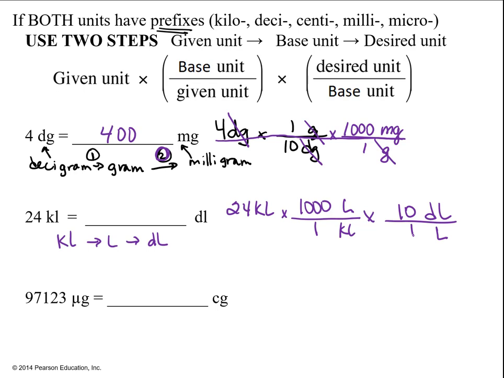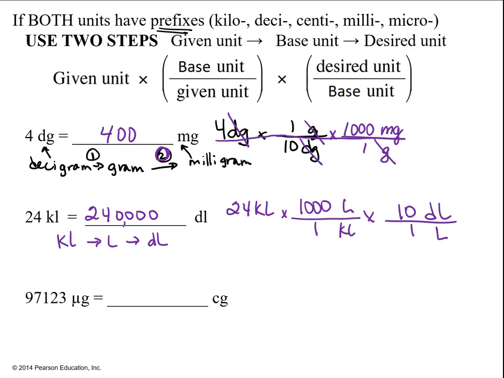So how do I do this math? You just multiply them all, right? So it's 24 times 1,000 times 10, because dividing by 1 does nothing. It doesn't change your number. It should be 240,000 deciliters. I went from a really big measurement to a really small measurement, so there's a whole lot of them.